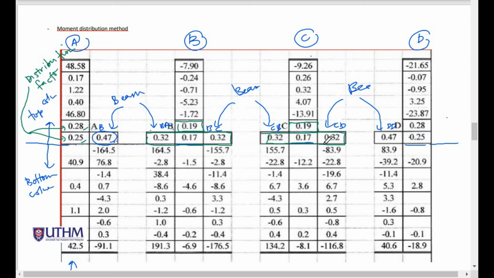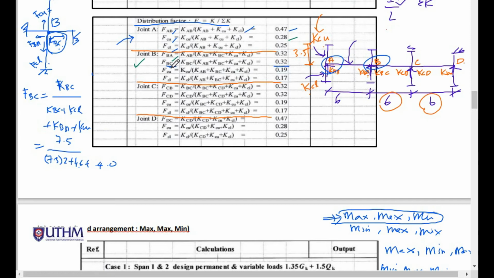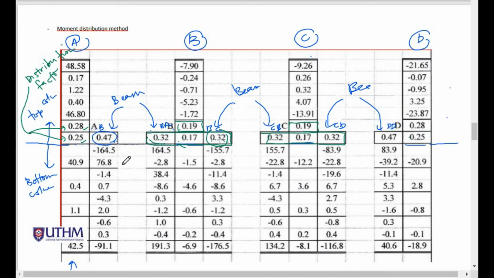For joint B, there are 4 sides. So this is for the beam, FBC, here is FBA, here is the FCU, and here is FCL. So this is joint B, FBA, FBC, FCU, and FCL, and this is the value. Done for the distribution factor.